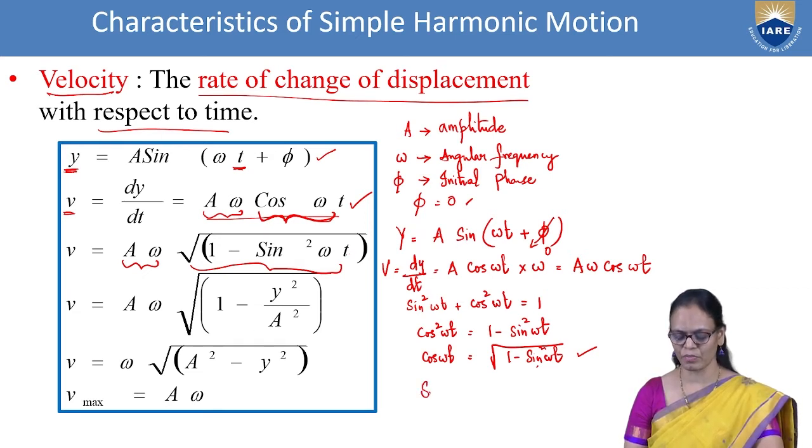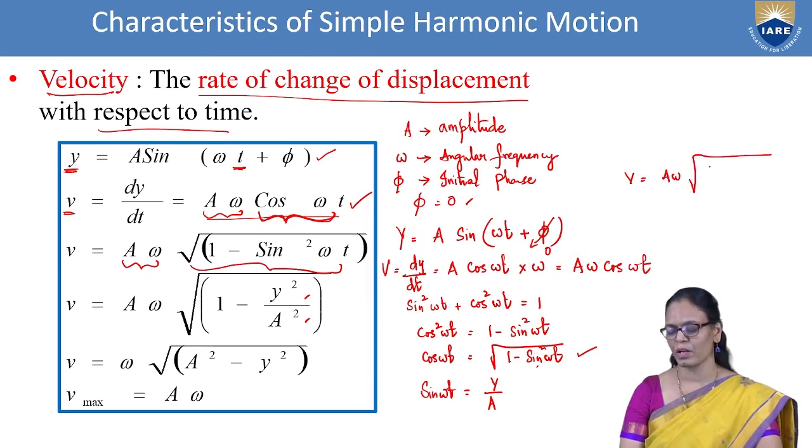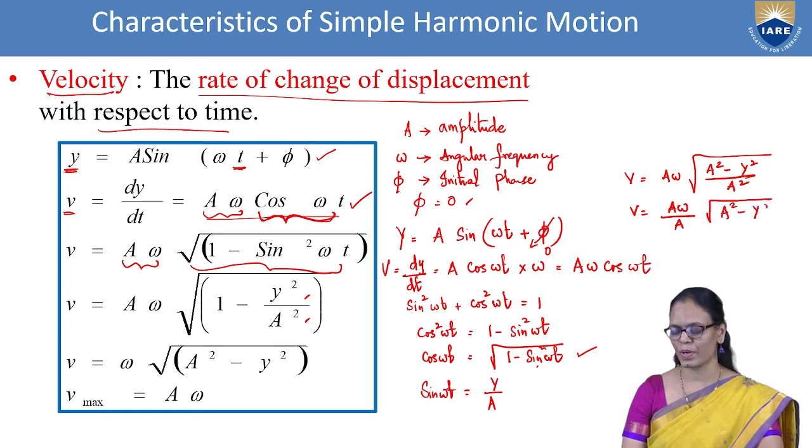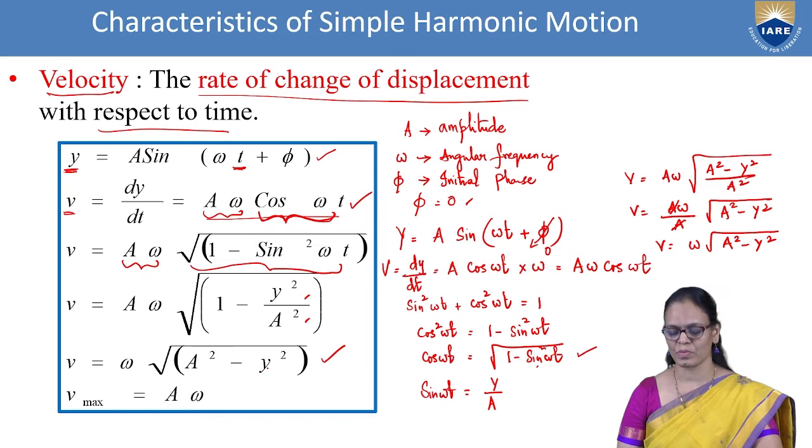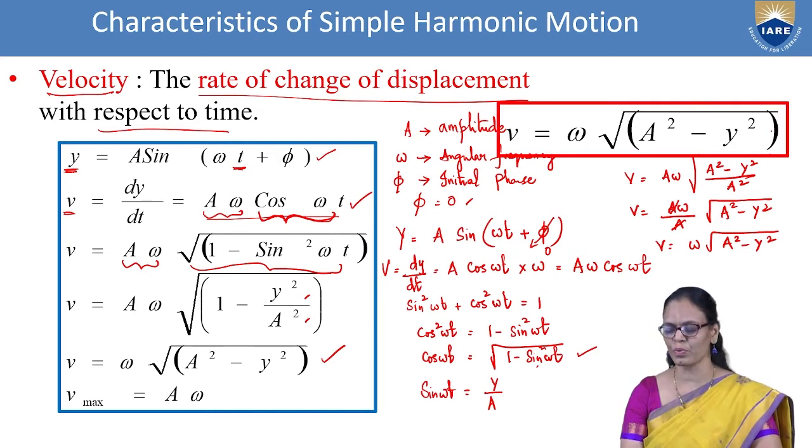Now from here we can write what is sin ωt equal to? y upon a. So sin²ωt will be y² upon a². So 1 minus y² upon a². So we can take the LCM: a² minus y² upon a², all under root. So we can write v = aω under root (a² minus y²) upon a². So a² under root we can take outside and write it as a, and here we have a² minus y². A and a will get cancelled. So we are left with v = ω under root (a² minus y²). Now this is the formula we are going to use for velocity at any point of time. v = ω√(a² − y²).